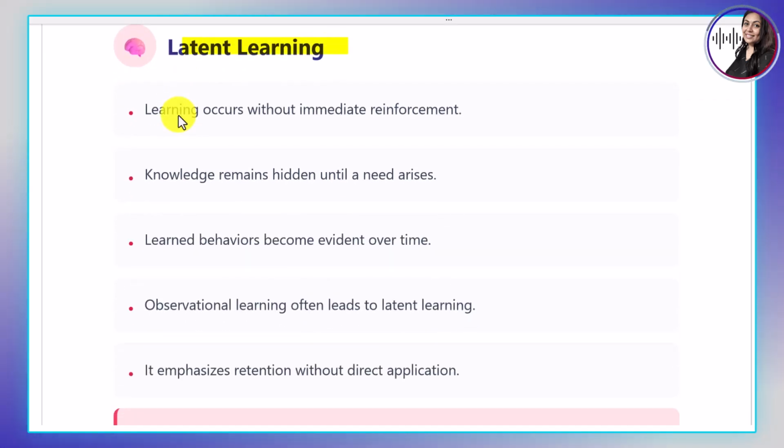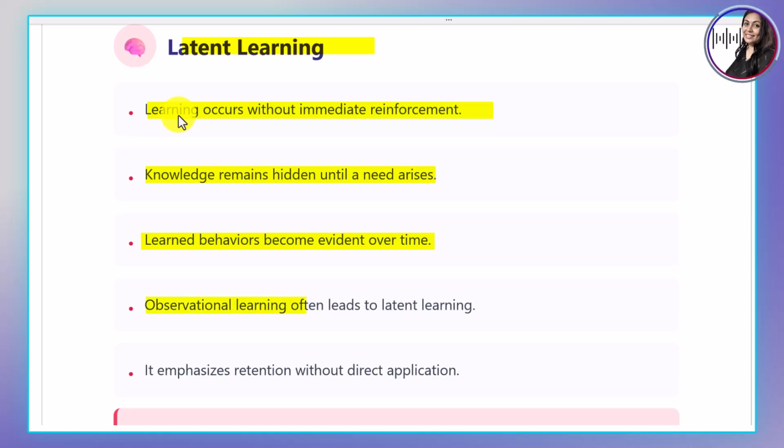Finally, we look at latent learning, a form of learning that occurs without immediate reinforcement. In latent learning, knowledge is acquired but remains hidden until a situation arises that requires its use. The learned behavior may not be demonstrated right away, but becomes evident later when reinforcement or motivation is present. Observational learning often leads to latent learning, as individuals may observe and store information without immediately applying it.